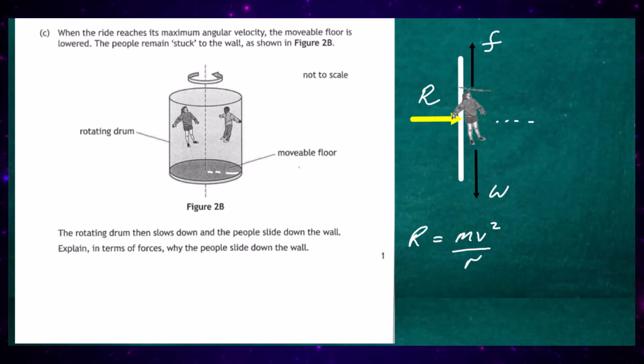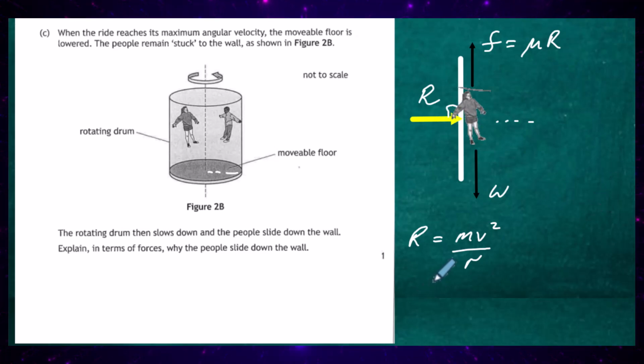Now we do know a link between the frictional force and the normal contact force. Normal because it's at right angles, and it's related by this equation here. Force equals a constant mu times R, R being the force pushing against the girl from the wall, which is the centripetal force.